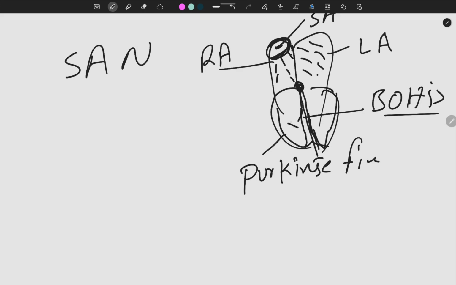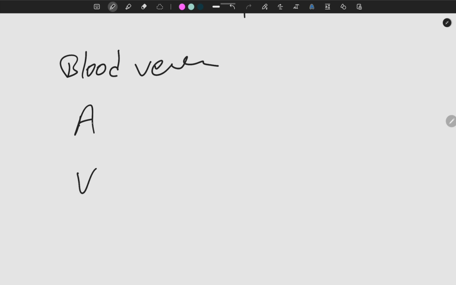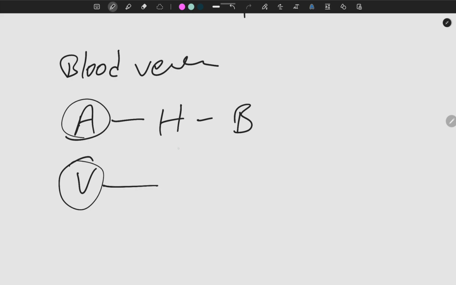So like that, the impulses will be spread all over the heart. So next one is the blood vessels. Artery and vein. Artery is nothing but the blood vessel which goes from the heart to the body. Vein is nothing but the vessel that goes from the body to the heart.